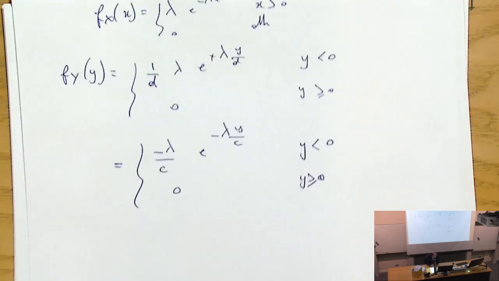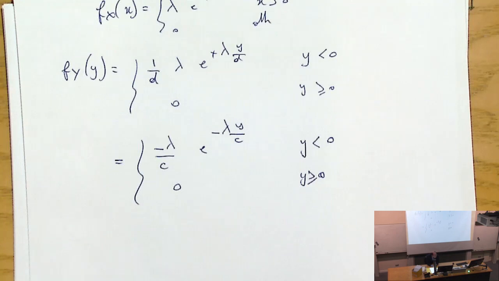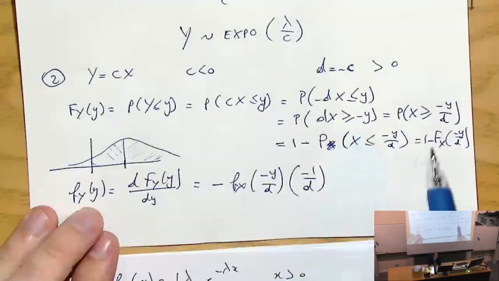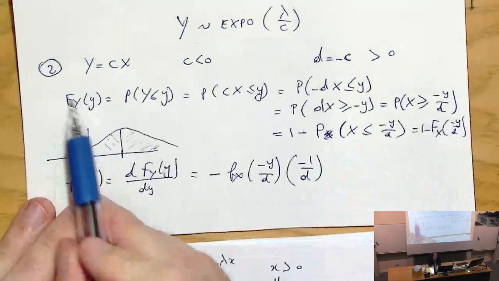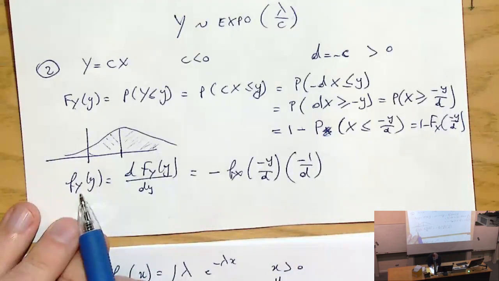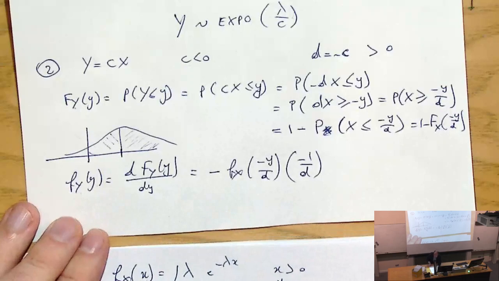Okay? This part is a bit more difficult than the previous one, but it's using the same principle. You start with the CDF, you write this as a function of the CDF of y, you write this as a function of the CDF of x, then you take a derivative of y, and you write this as a function of the PDF of x.